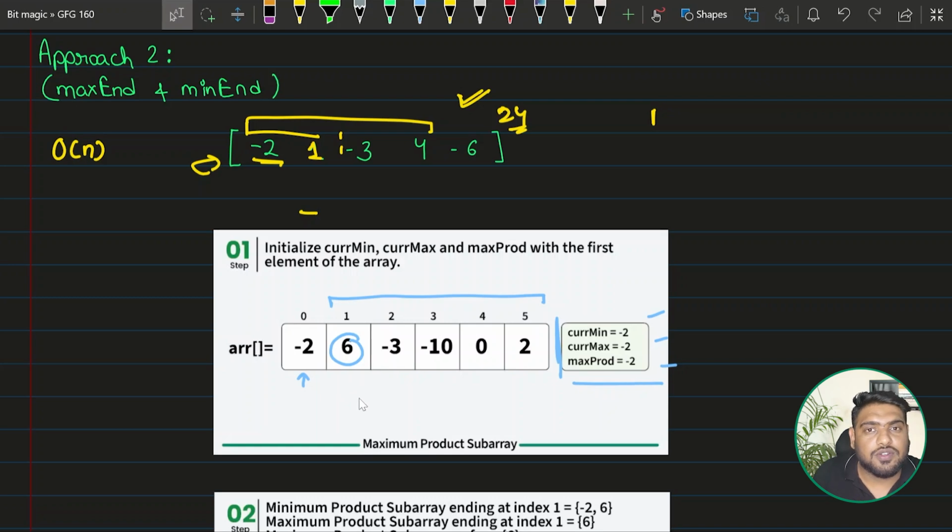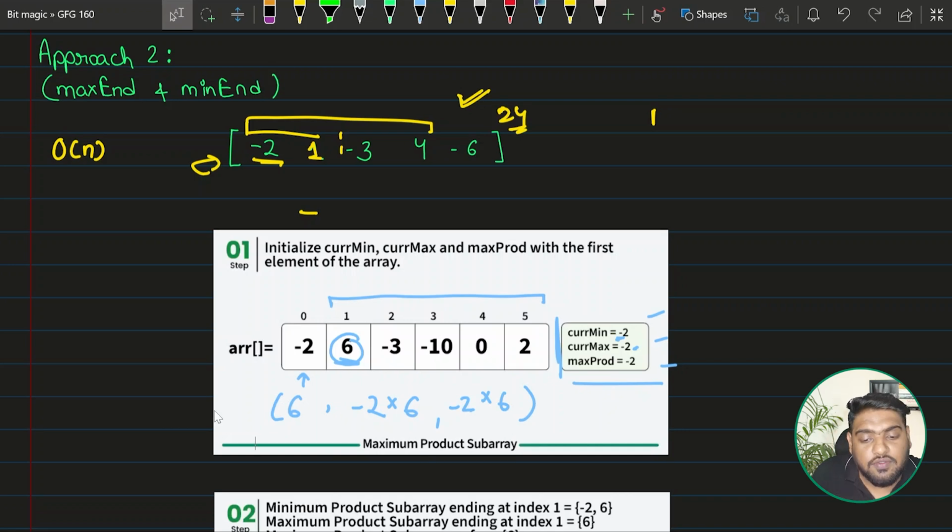So we have 3 situations. Let's say we just consider 6 as the subarray. Otherwise, whatever current minimum we have, in our case it's -2, we try to multiply that with our ith value. Or there could be one situation where whatever current maximum we have, in this case -2, we try to multiply that with our ith value. We would have three values, correct? We would have three values.